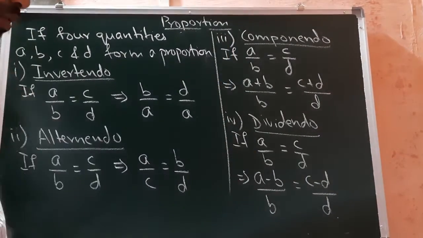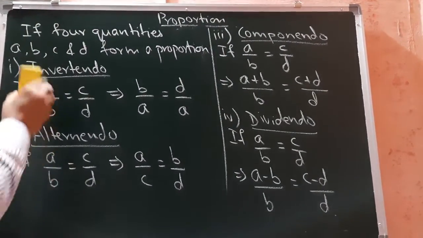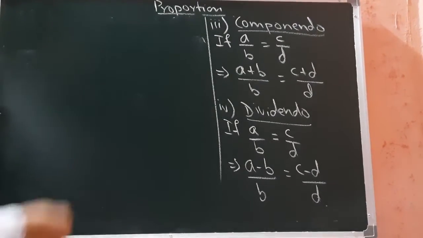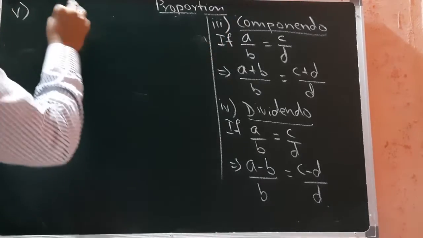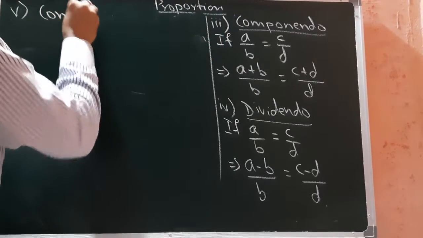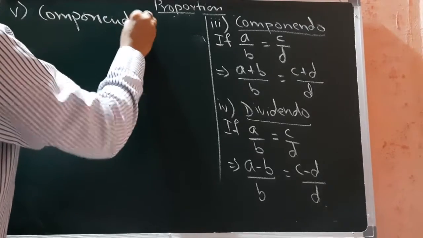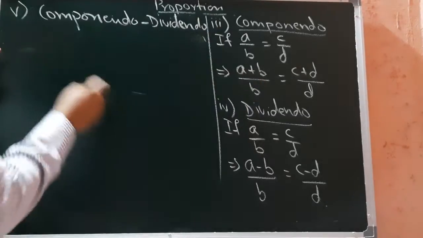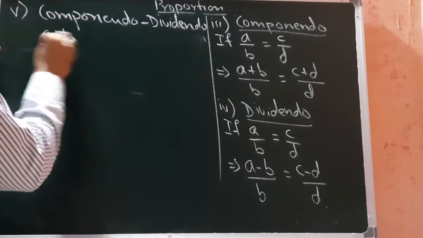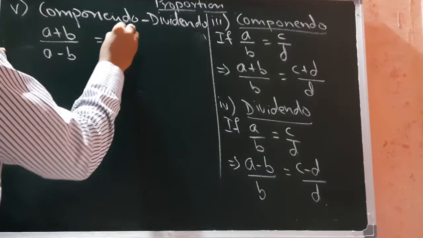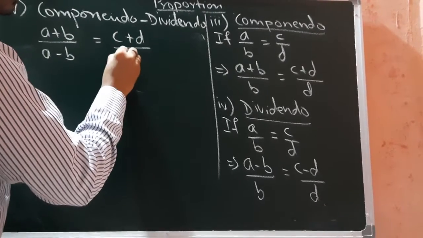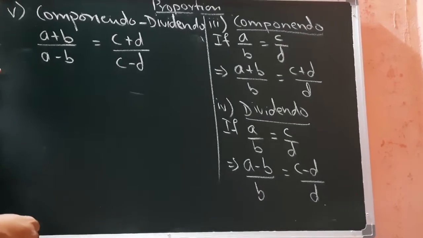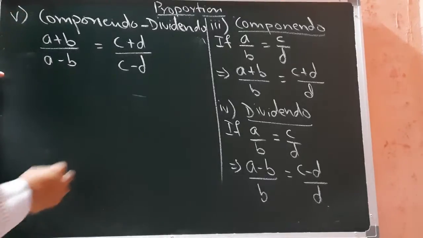The combination of these two properties gives us the fifth property, that is componendo dividendo. When you are combining these two, we get A plus B upon A minus B is equal to C plus D upon C minus D. These are the five properties we are going to use for solving the sums from the exercise.